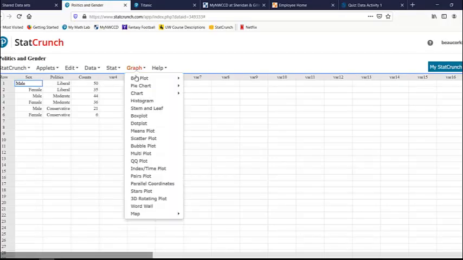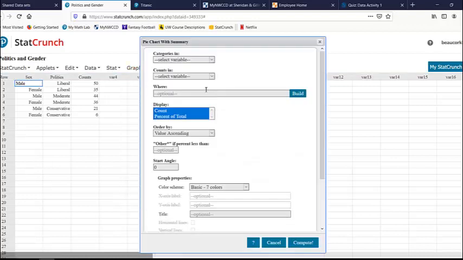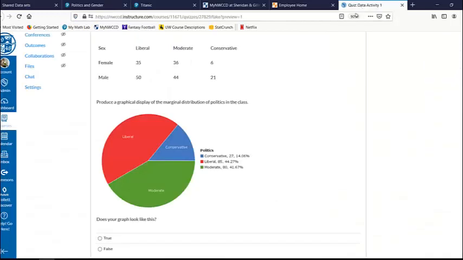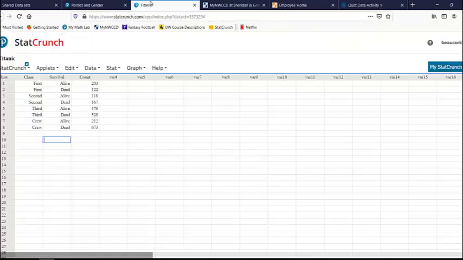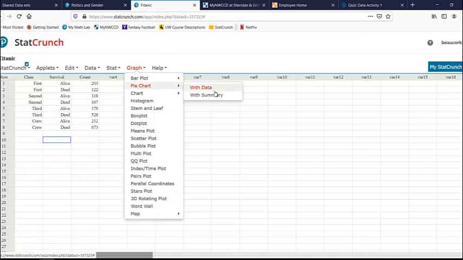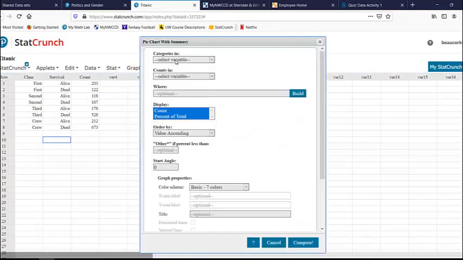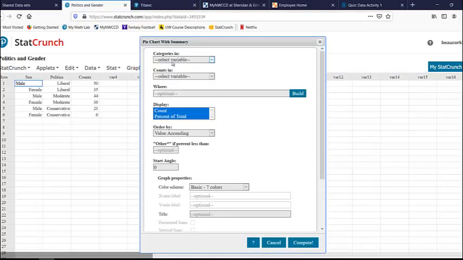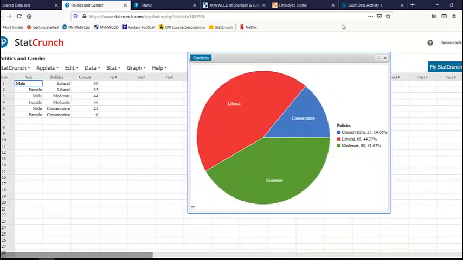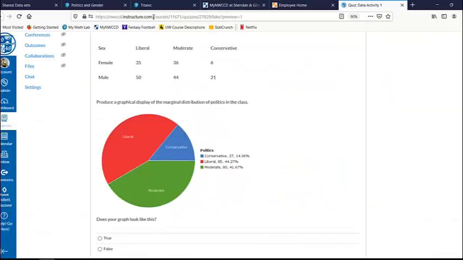So, graph: pie chart with summary. And then we are specifically looking for the distribution of politics. Counts and count. I could title it, but no need here. Create your graph, then check: is that what we were looking for? That looks like the appropriate graph.